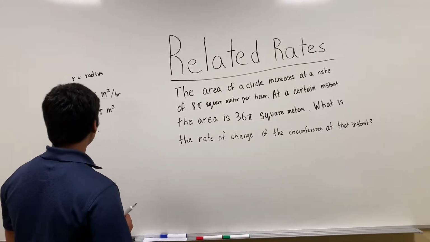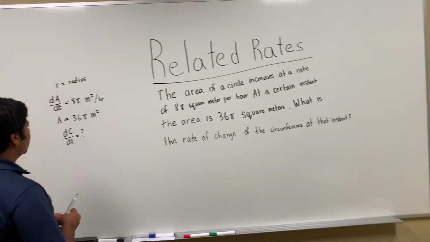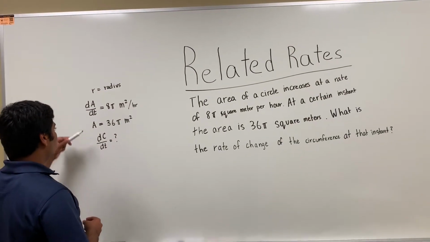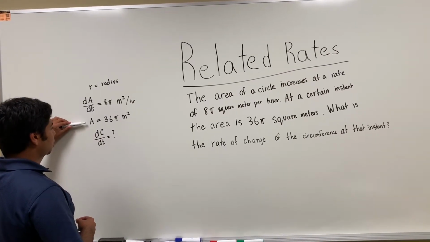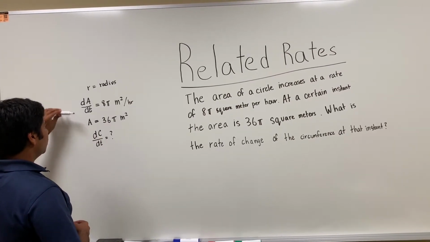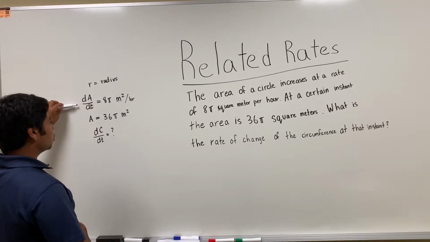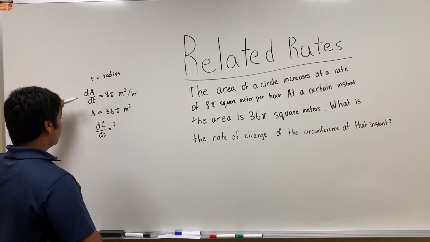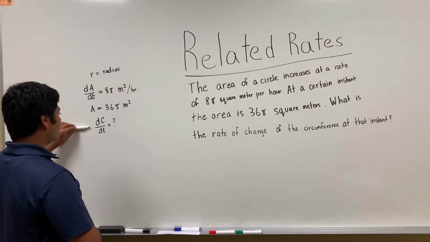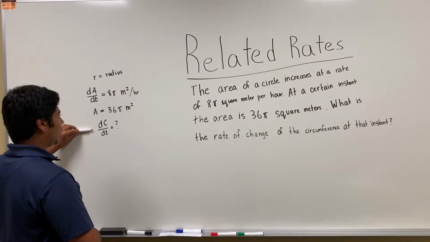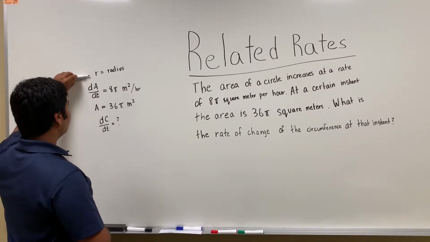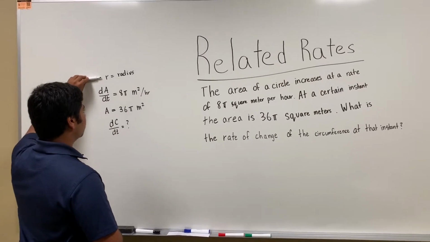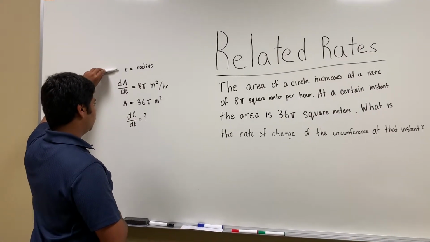Well, let's look over at our givens before we try to start solving this problem. We're given that the area is 36 pi meters squared, that the derivative of the area with respect to time is 8 pi meters squared per hour. We're trying to find what the derivative of the circumference with respect to time equals. I have r equals radius written up here for later on in the problem.